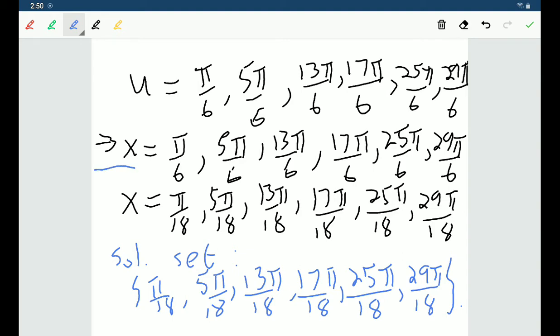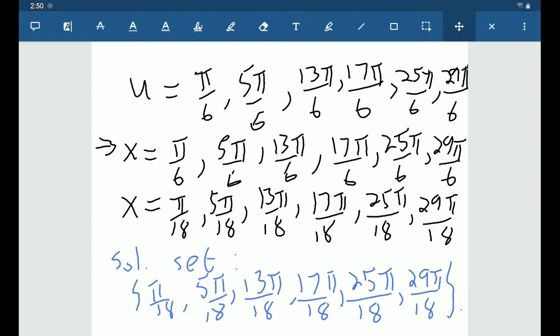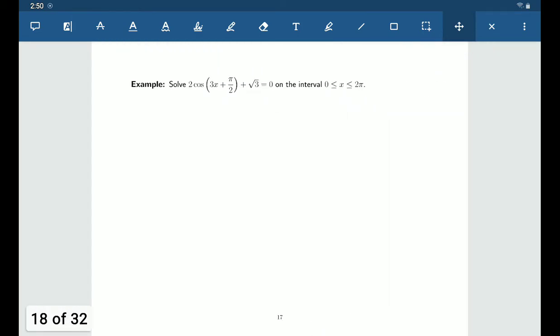Once I knew what my solutions were for u, then I said, well, u is the same thing as 3x. And I used that to solve for x by dividing everybody by 3. So then I have now my solution set, and I am finished. Let's do one last example. This one is even more involved.